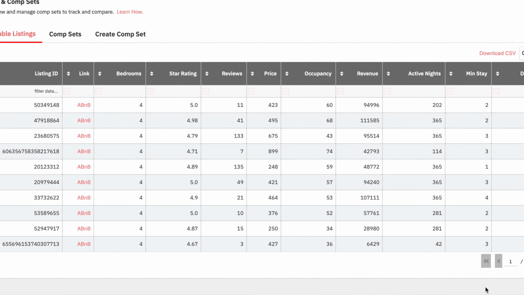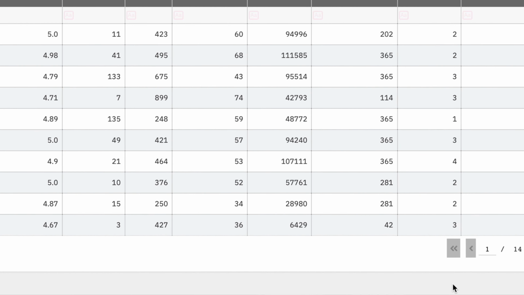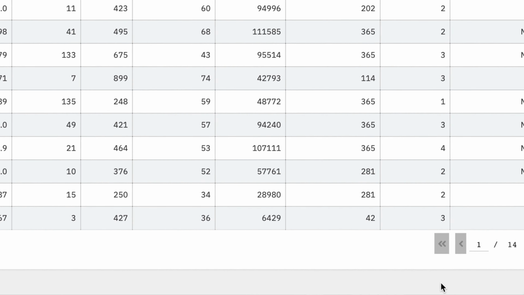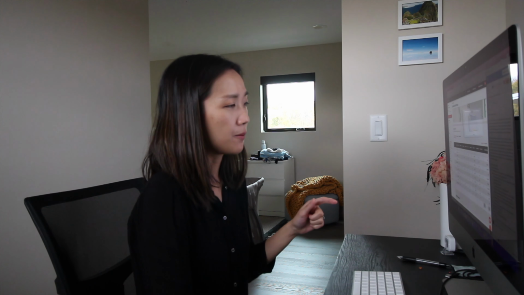You can download the whole Excel spreadsheet of all 14 pages of this. I'm not going to do this right now, but you can look through each listing. It links to each listing, and you can look at what their calendar looks like, what terms they have, like check-in and check-out times, and what amenities they offer, and then compare and sort out which ones are the comparables. After narrowing it down, I ended up with about 20 comparable listings. That helped me with my projections.